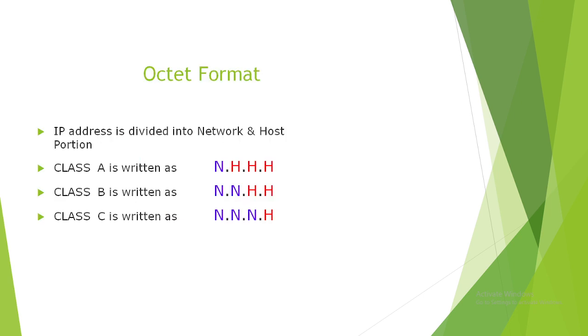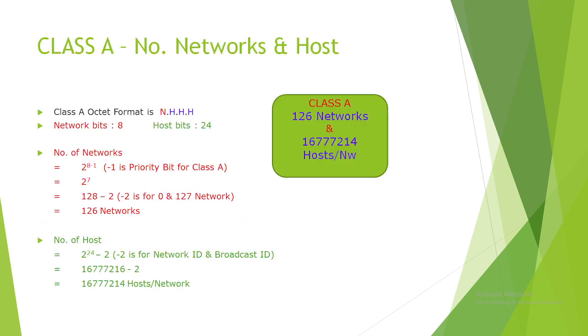The octet format is what we are using for this one. It is divided into network and hosts. The partition for class A is written as one network, 3 hosts. Class B is written as two networks, 2 hosts. Class C is 3 networks and one host.